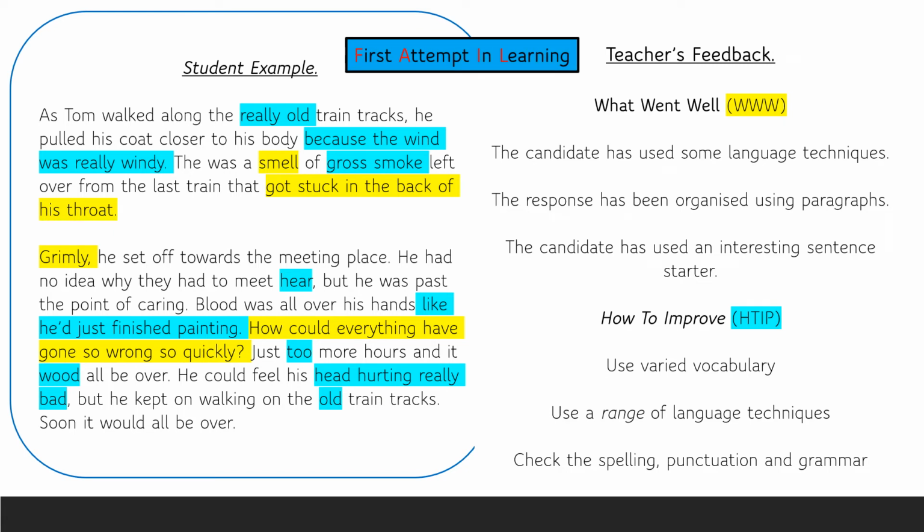The first thing to think about before we move on is that first attempt in learning. If you can see there, what is actually in bold spells out fail. And that's because your first attempt at learning is not going to be perfect. But the more we do it, the more we come back to it, review it, and try to improve it, then the higher marks you can gain.